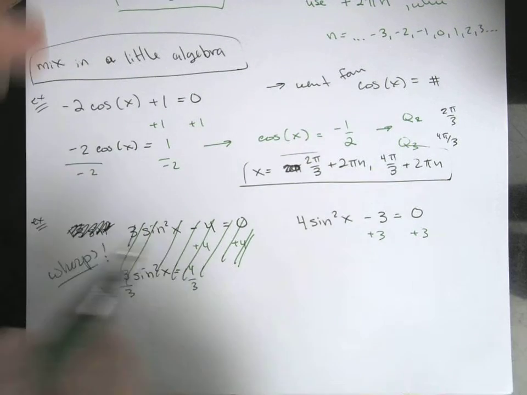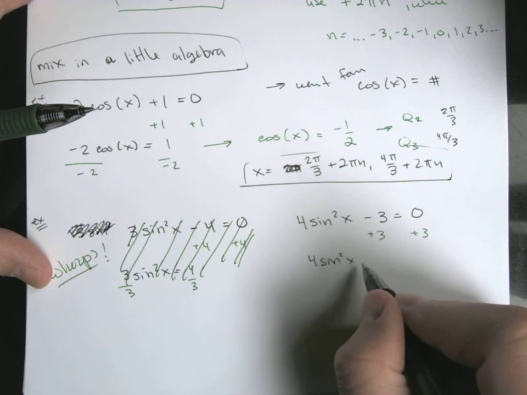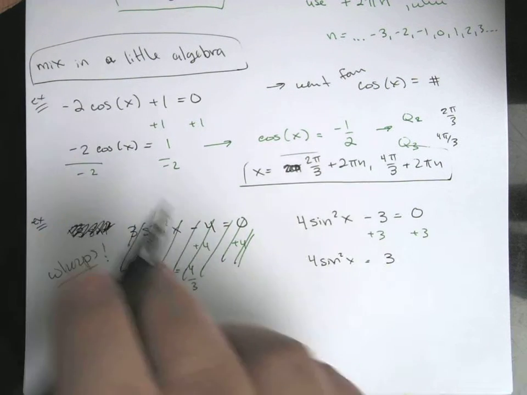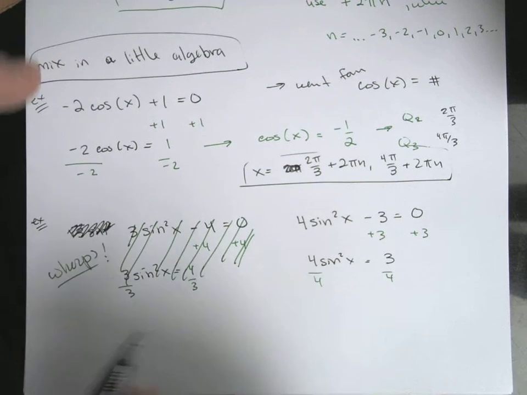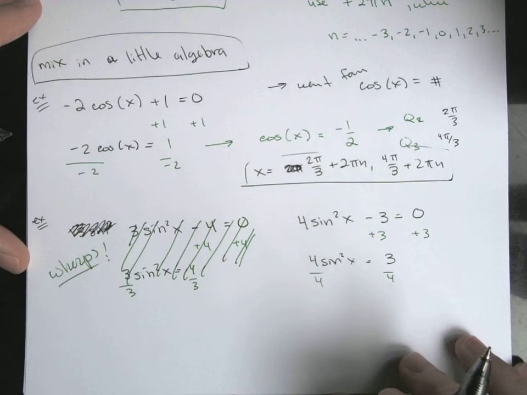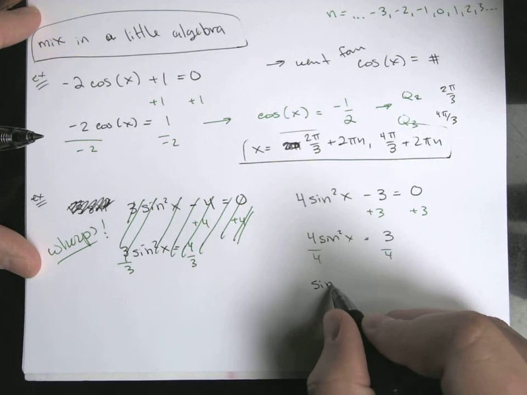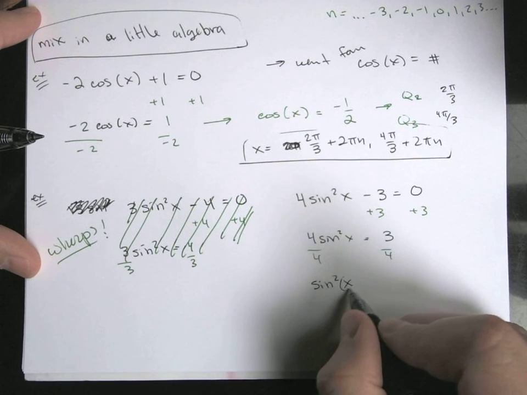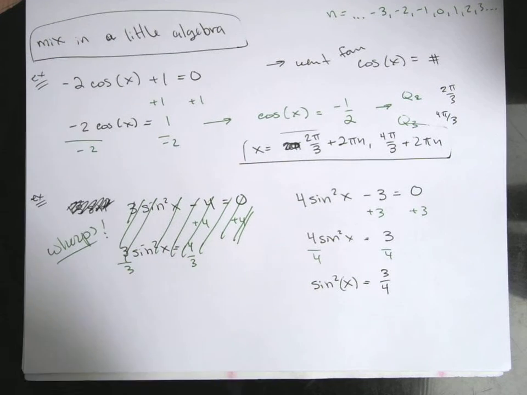Let's reboot. Let's try it again. 4 times sine squared of x is going to be positive 3. If I divide by 4, what I'm heading towards is the not particularly fantastic trig value. So sine squared of x equals 3/4.